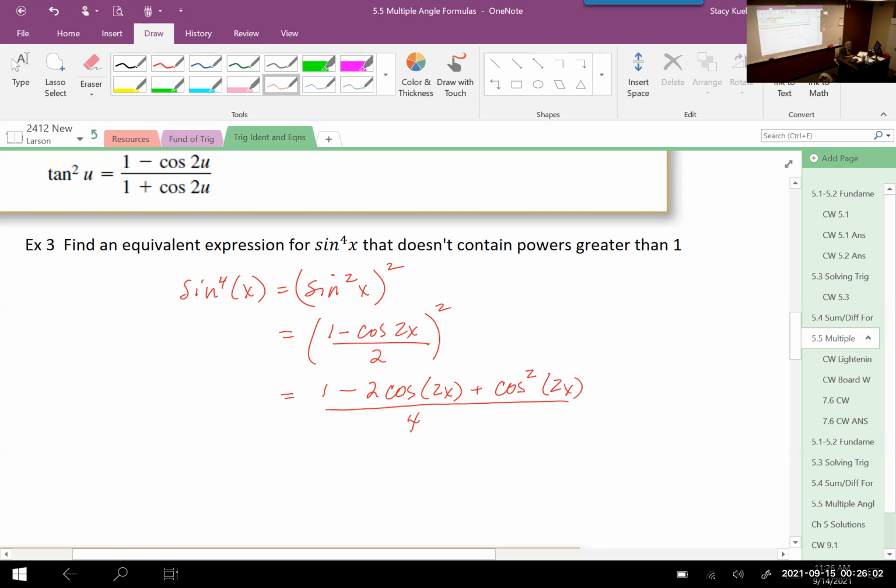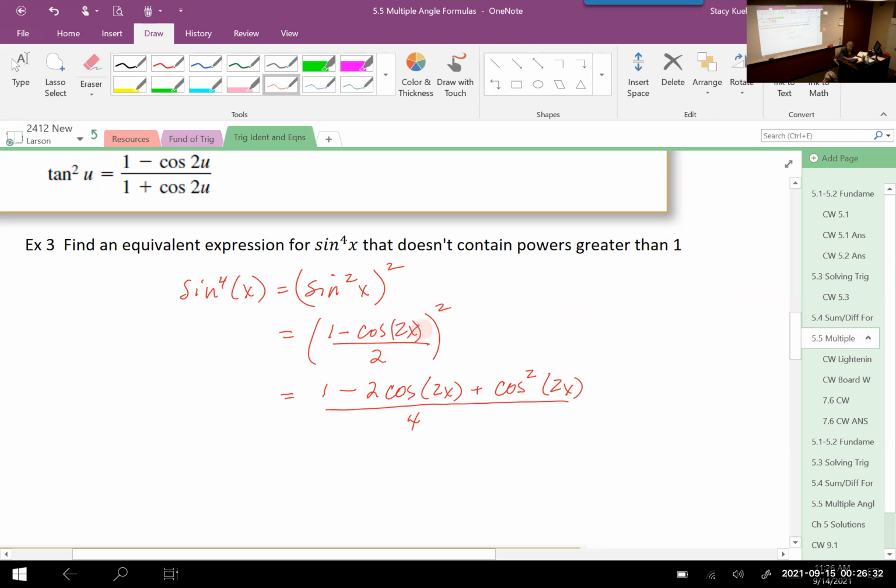So where'd you get the plus cosine 2x from if you squared the cosine 2x? Okay, so if I just have x times x, don't I get x squared? Yes. So that's how I get cosine times cosine, which is cosine squared. It just looks funny because it has a double angle in there. So cosine times cosine is cosine squared, and you keep the minus cosine 2x.